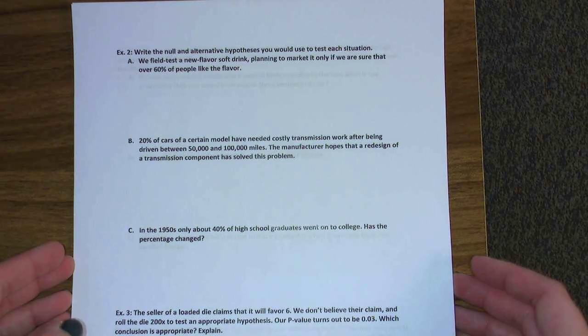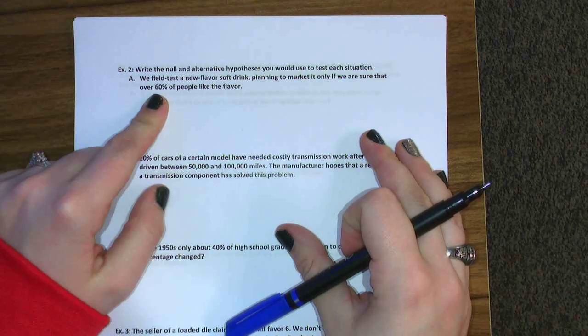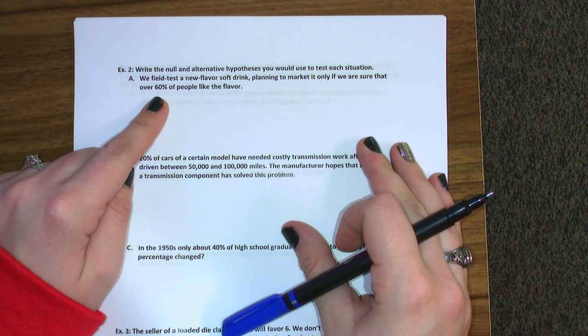All right, so for number 2, it just asks you to write the null and alternative hypothesis, and that's all these ones want you to do. So we'll look at the why behind these ones. First, we field test a new flavor soft drink, planning to market it only if we are sure that over 60% of people like the flavor. Whatever percentage is given to you, we always convert it to a decimal for the p that we're writing as our hypothesis.